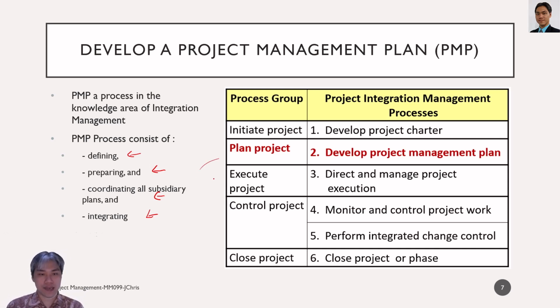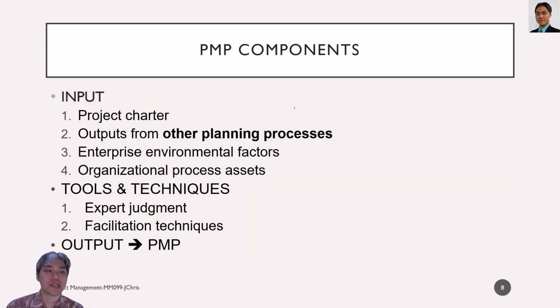So in this project plan, in the second process group, we will develop a project management plan. What are the PMP components? There are inputs, tools, and outputs. The input is the project charter, which we have discussed previously, output from other planning processes, enterprise environmental factors, and organizational process assets. The tools and techniques needed to create this PMP are expert judgment and facilitation techniques. The output is the PMP document.